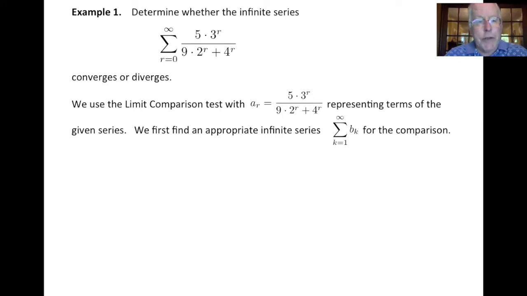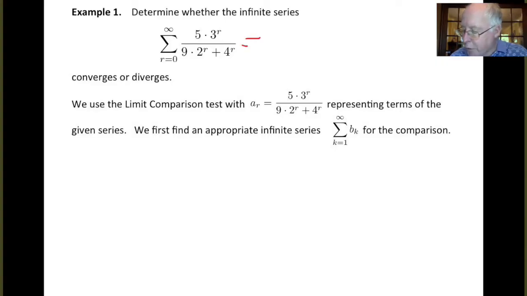So let's start with example 1 here. Determine whether the infinite series summation r equals 0 to infinity, 5 times 3 to the r over 9 times 2 to the r plus 4 to the r converges or diverges. So we're going to use the comparison tests. Again, we're going to take the series we are wondering about to be the a_k series, or the a_r series in this case. So in this discussion, a_r is just going to be the general term of the series, 5 times 3 to the r over 9 times 2 to the r plus 4 to the r.